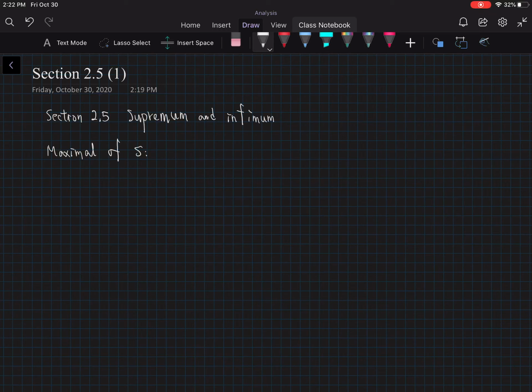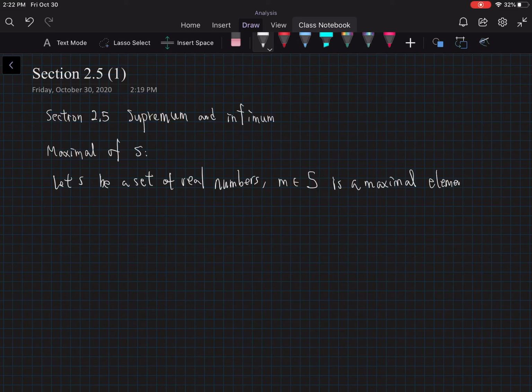Let S be a set of real numbers. A little m, an element of S, is a maximum if it satisfies the following property: m is greater than or equal to x for all x belonging to the set S. Okay?